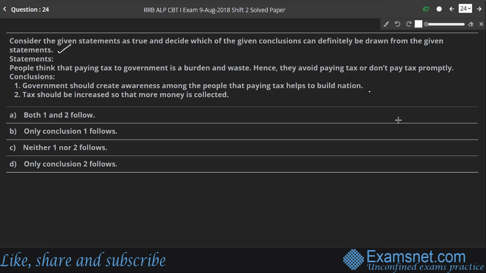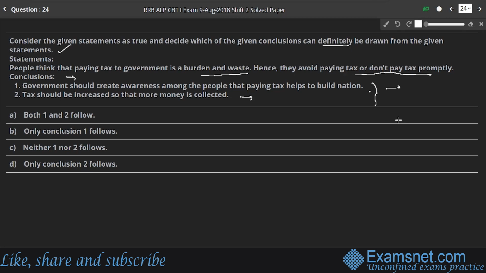Question 24. Consider the given statements as true and decide which of the given conclusions can definitely be drawn from the given statements. So here are the two conclusions. Before that, we'll consider the statement. People think that paying tax to government is a burden and waste. Hence, they avoid paying tax and don't pay tax promptly. The conclusions are, one, government should create awareness among the people that paying tax helps to build nation. Two, tax should be increased so that more money is collected.